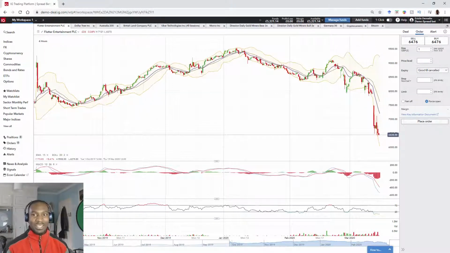And spoiler alert, as you can see from the top right hand corner here, I made quite a lot of money out of it. The short was warranted because it tanked, and I made about 500 quid. But let me show you my account and show you how much money I've made so far.